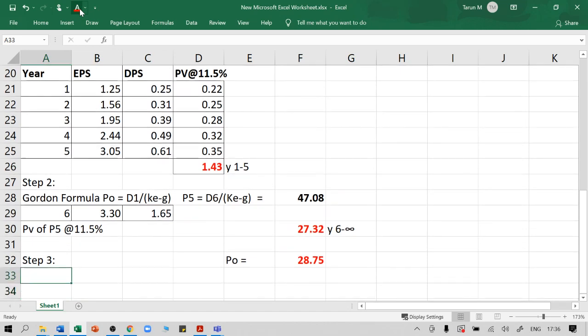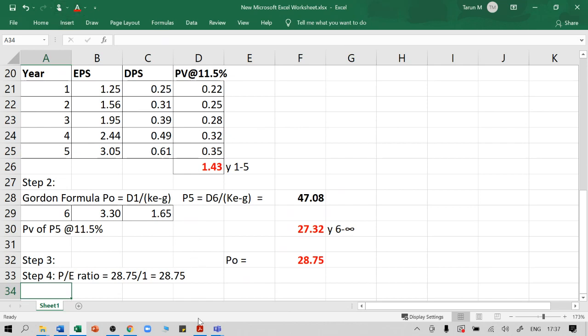Now step 4, I would like to calculate the price to earning ratio. This is price per share 28.75 divided by earning per share, and current earning per share is 1 rupee, right? I have assumed it to be 1 rupee. So obviously the ratio is 28.75.